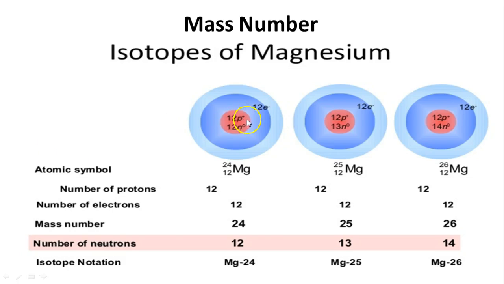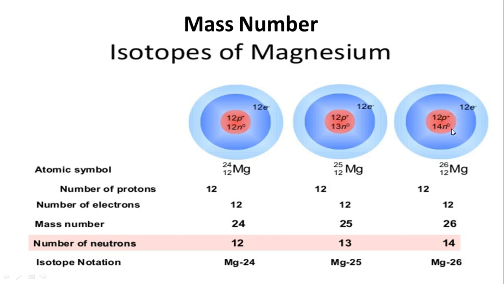So here are a few isotopes of magnesium. And remember, the only difference between the isotopes is the number of neutrons. So here is 1 magnesium. This is magnesium 24. Here you see magnesium 24 because it has a mass number of 24. This is magnesium 25 because it has a mass number of 25. And this is magnesium 26 because it has a mass number of 26, because altogether its protons and neutrons give you 26.